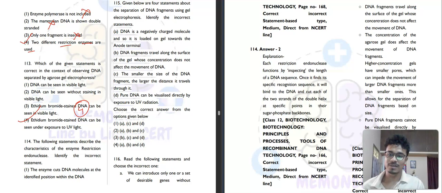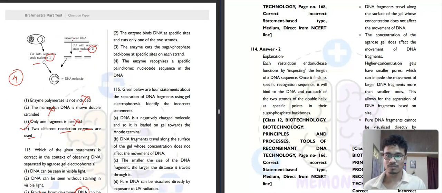Then question number 140. The following statements describe the characteristics of the enzyme restriction endonuclease. Identify the incorrect statement. So you have to find the incorrect statement. The enzyme cuts the DNA molecule at the identified position within the DNA. Absolutely correct. Then the next: the enzyme binds DNA at specific sites and cuts only one of the two strands. No, they cut both the strands. This is not correct. The enzyme cuts the sugar phosphate backbone. Correct. The enzyme recognizes a specific palindromic sequence. It is also correct. So our correct option will be the second option, because this is the incorrect statement.